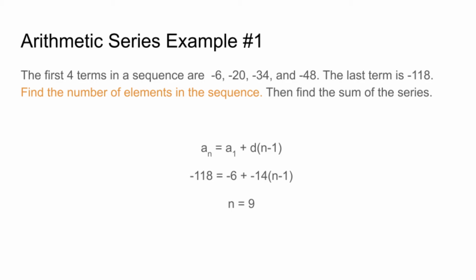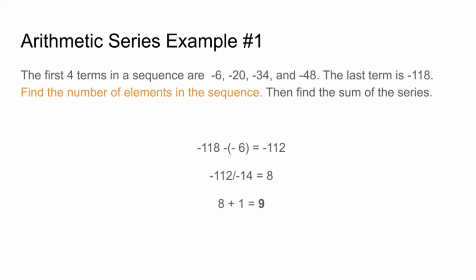So let's plug in our three variables, solve for n, and find out that negative 118 is the 9th element in the sequence. Another more intuitive way to figure this out is to find the range between the first and last element. Subtract negative 6 from negative 118 to find a range of negative 112. The negative sign here in the range doesn't really matter. Just remember that we're trying to find the element number.